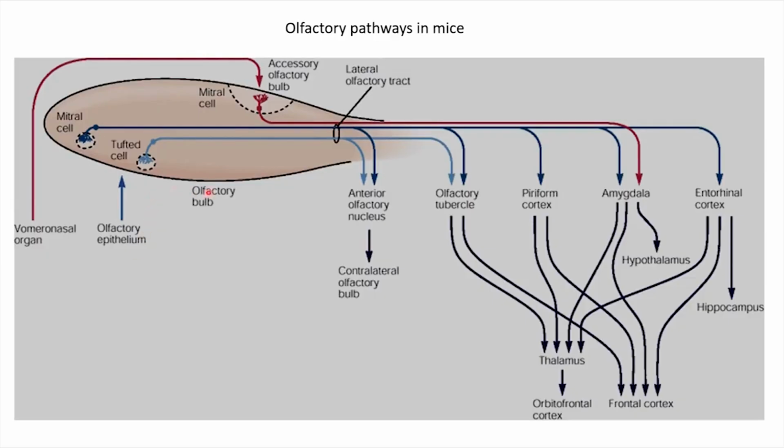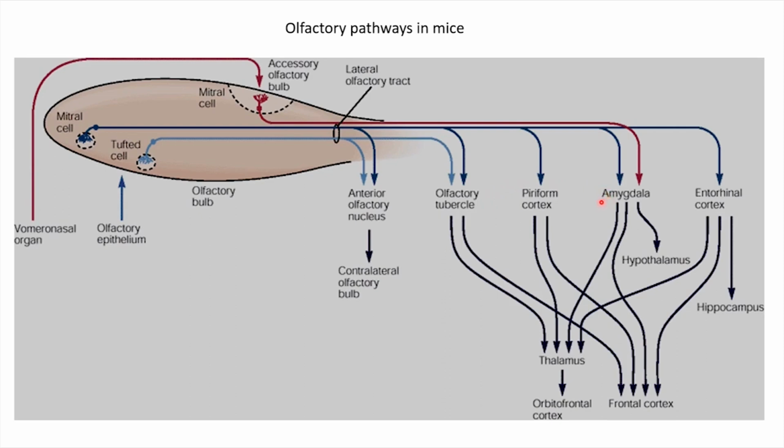Now after the olfactory bulb, the mitral and tufted cells take this information to several higher brain areas. The primary target of this information is the piriform cortex, also called the olfactory cortex, which is present in the ventral part of the cortex at the intersection of the temporal and frontal lobes. But there are a few other targets such as the olfactory tubercle, the amygdala.